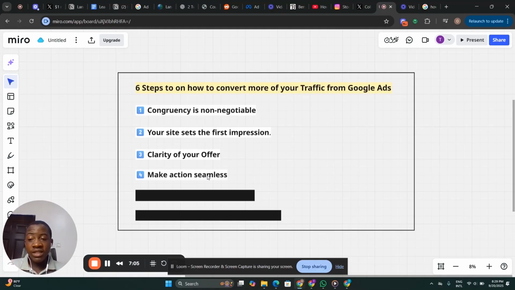When someone wants to fill a form or something like that, maybe for service-based businesses, and your form has like 15 questions to fill, just put in the most relevant ones there so they can just fill it and go. As I said before, you have only a bit of their time and you have to make good use of that time. Make action seamless on your site.